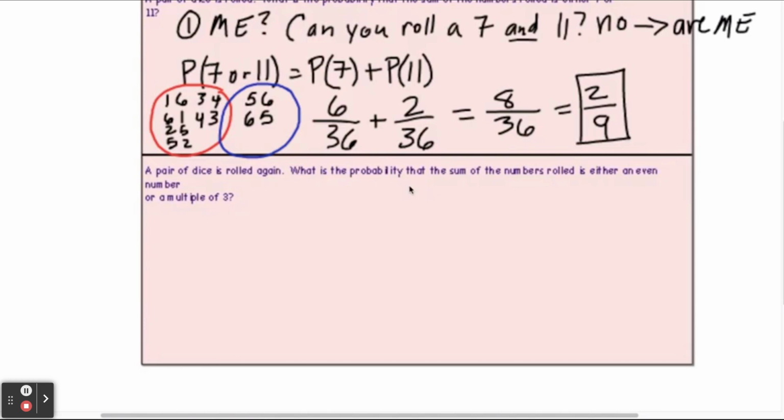And when you're rolling a die, your biggest sum could be a 12, right? If you get a pair of 6s. So from 3 to 12, there's 3, 6, 9, and 12. Those are the 4 multiples of 3 that you can get when you roll a pair of dice. The other event is rolling an even number. So that's 2, 4, 6, 8, 10, 12.